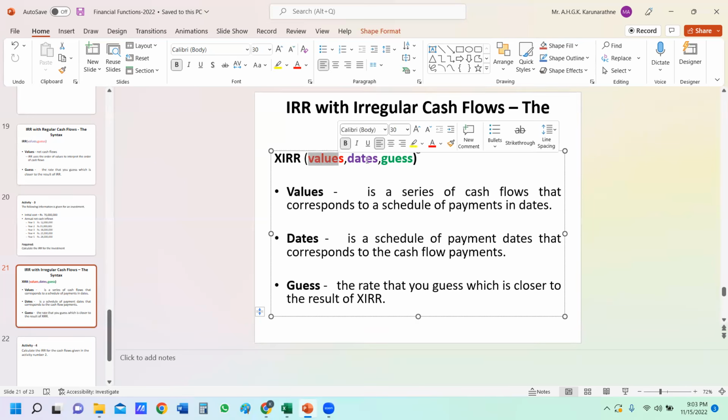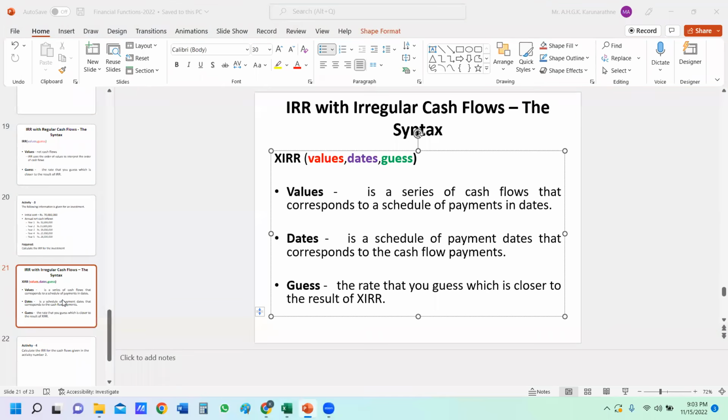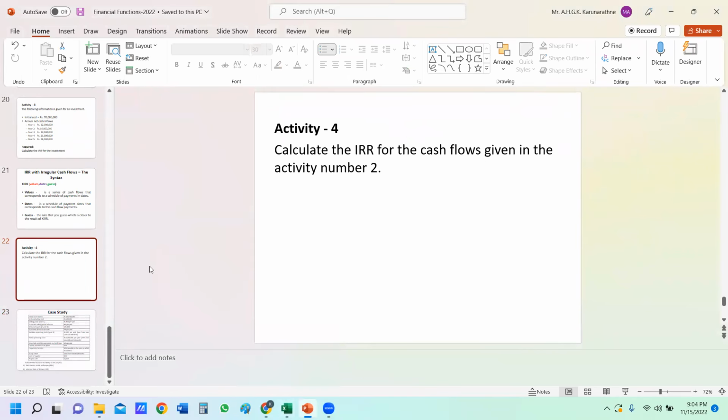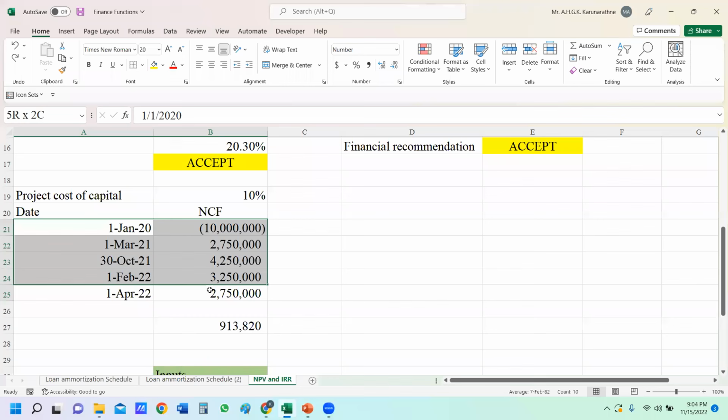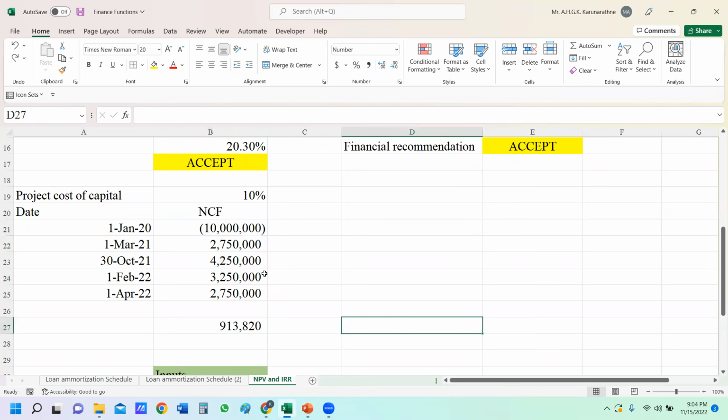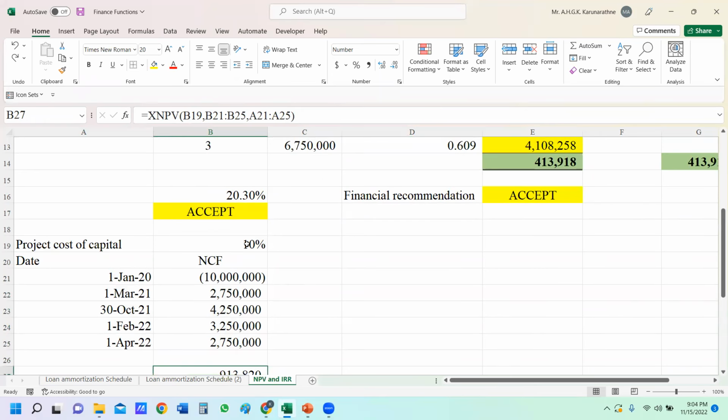Values are there. In addition, you know when cash flows are irregular, the dates also come into play. We have the cash flows and the corresponding dates in order. Activity 4: calculate the IRR for the cash flows given in activity number 2, the cash flows with dates. Since NPV is positive, IRR must be greater than 10% for sure.